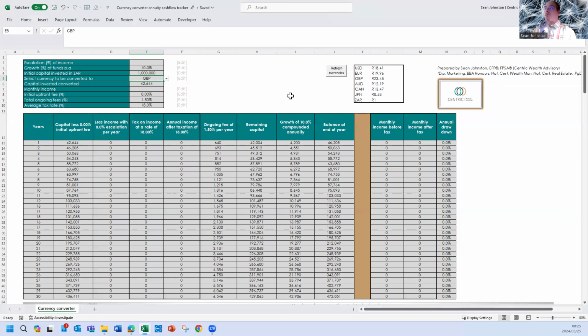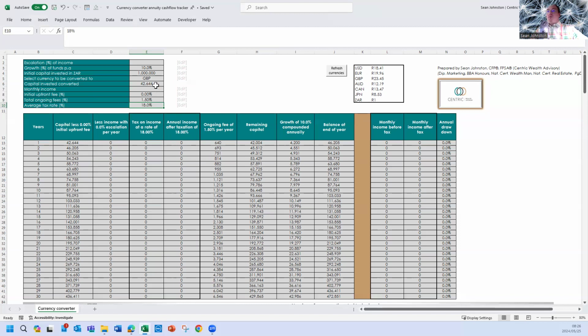And the most common ones would be US dollar and British pound sterling. Now, two things I want to show you. I've just put in ongoing fees of 1.5%, and I put in an average tax rate of 18%. This is really just for educational purposes. When you're getting to larger numbers, I'm going to show you what happens if you make a larger number. But because I'm working on R1 million, whatever you draw down for a million, it doesn't deplete very quickly, I'm going to work on 18%.